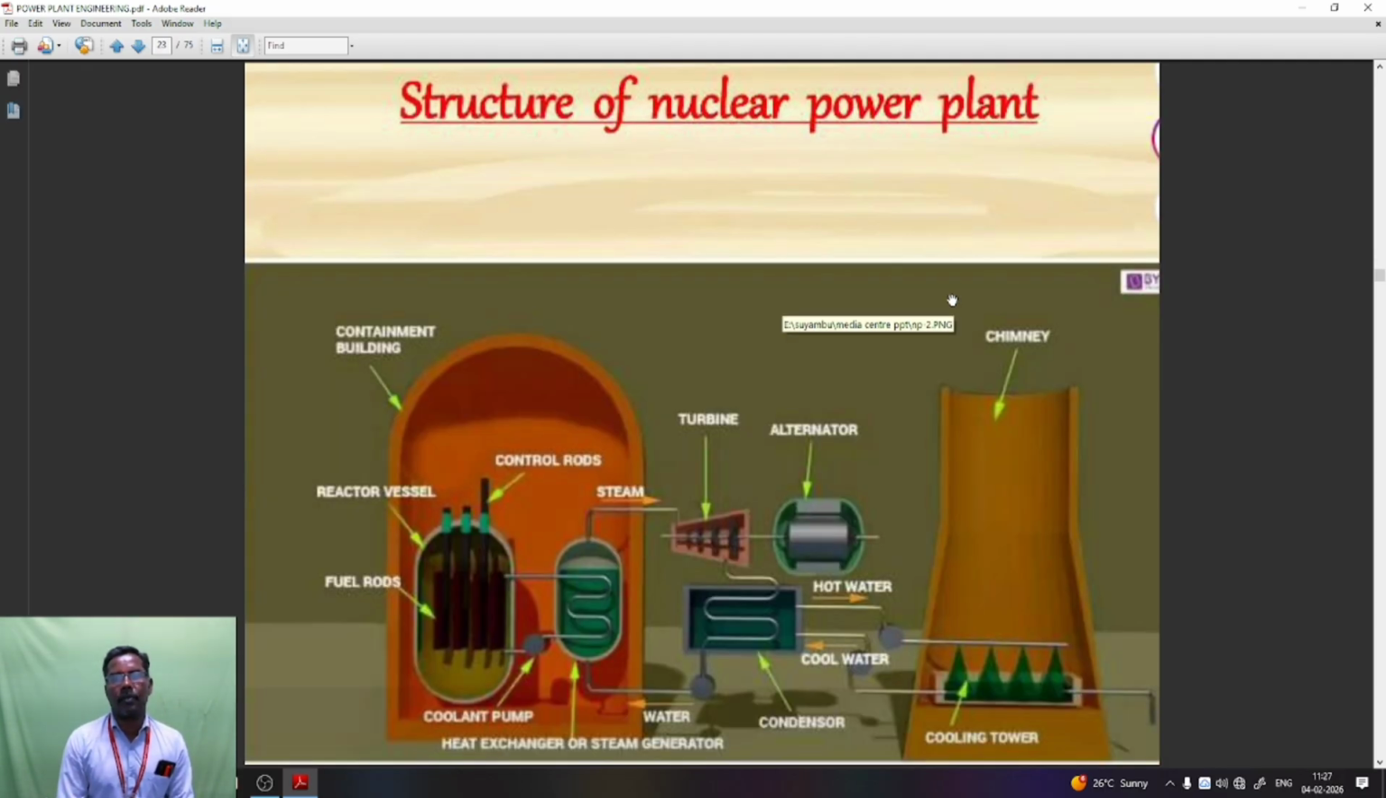Structure of nuclear power plant. These are the components of nuclear power plants: reactor vessel, fuel rods, control rods, steam generator, turbine, alternator, condenser, cooling tower and chimney.